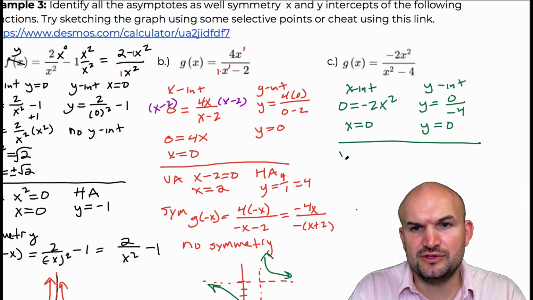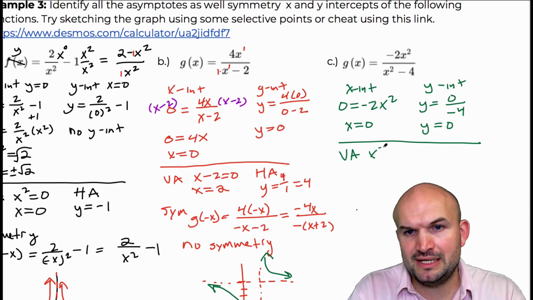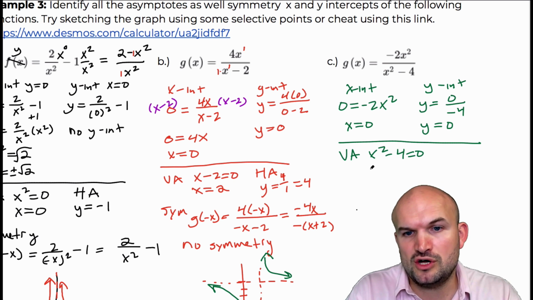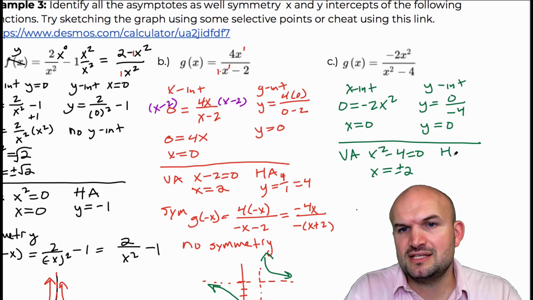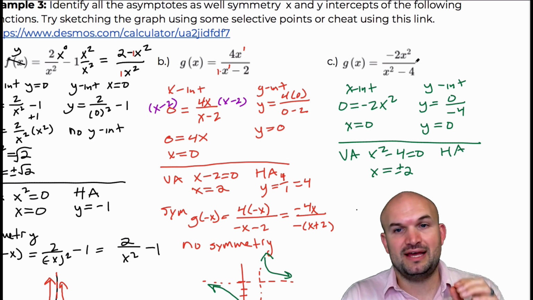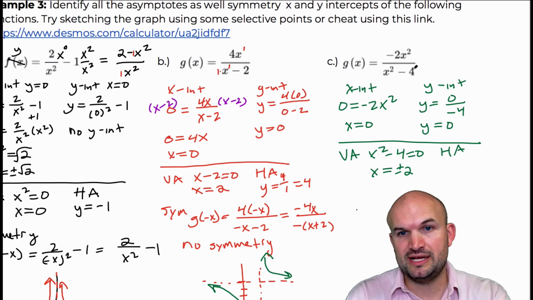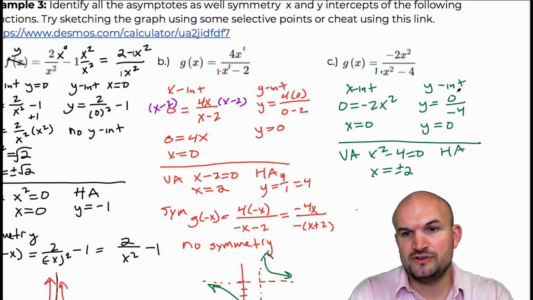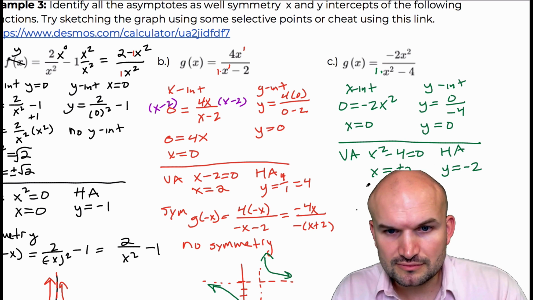Let's go ahead and get into the vertical asymptote. That's going to be x squared minus 4 is equal to 0. You can use the difference of two squares or just solve this to give x equals plus or minus 2. And the horizontal asymptote, you can see again that we have a same power, same degree. So it's going to be the ratio of the coefficients, which in this one is going to be y equals -2 over 1, which is just -2.